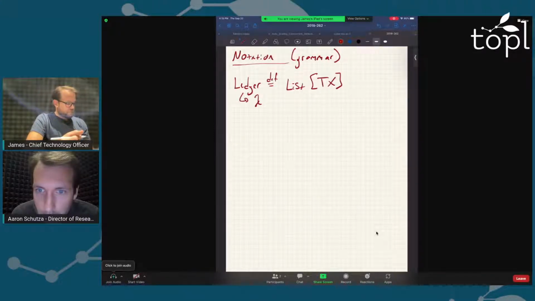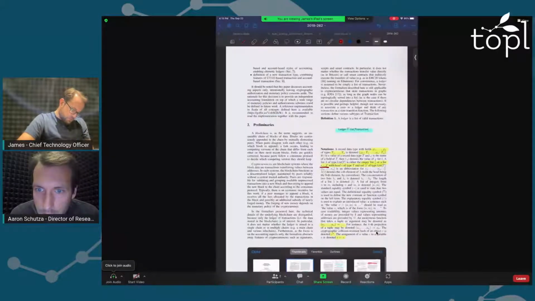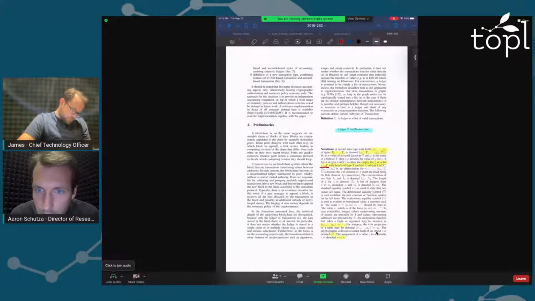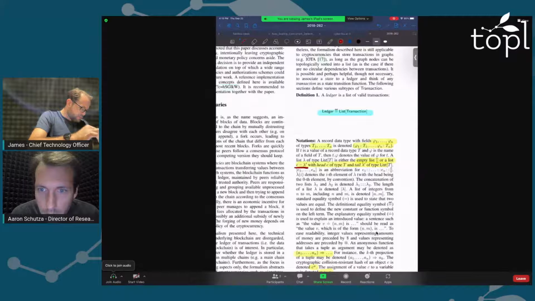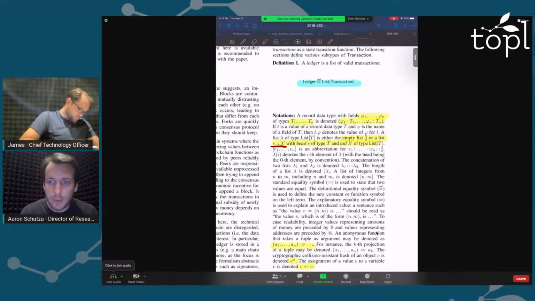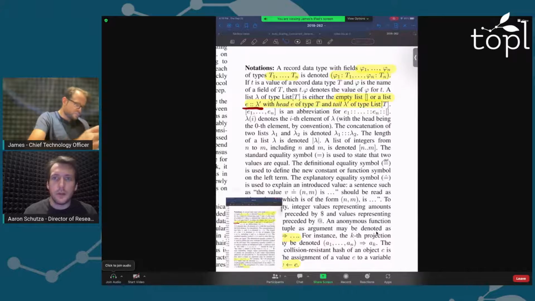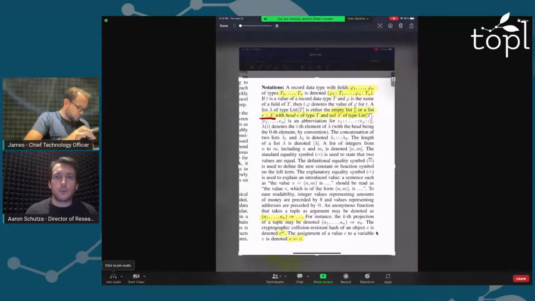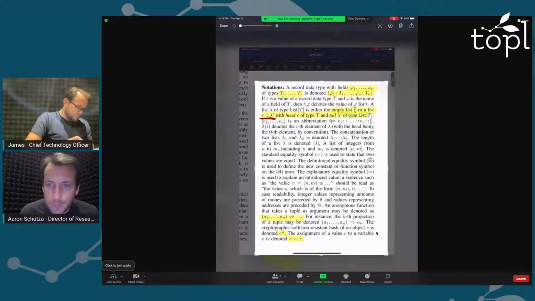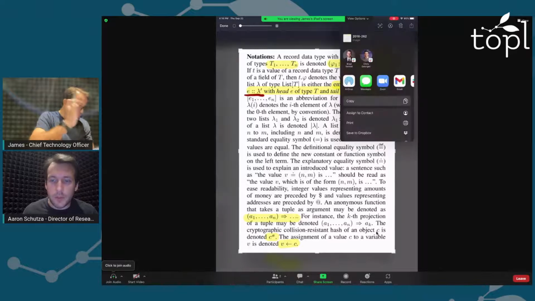A list lambda of type list T. Under their notation, a list lambda of type list T is either the empty list or a list E : lambda prime with a head. So it allows them to reason about the list by the head and tail, and you can recursively define operations on the ledger in the same way you would define recursive operations on a list. So you can pop off the head and keep the tail and do operations on the tail.